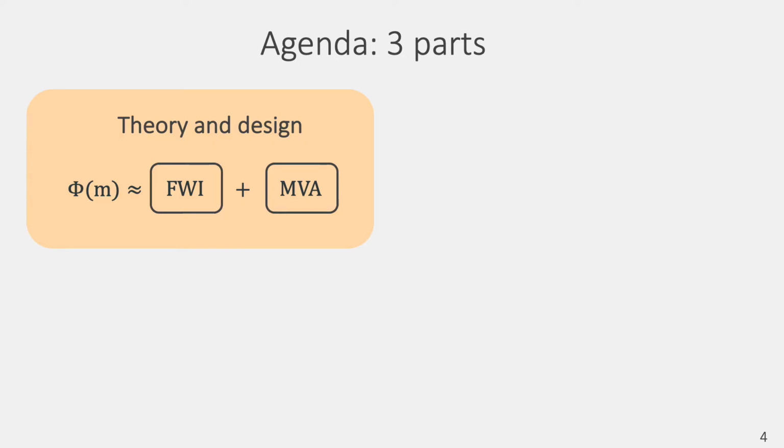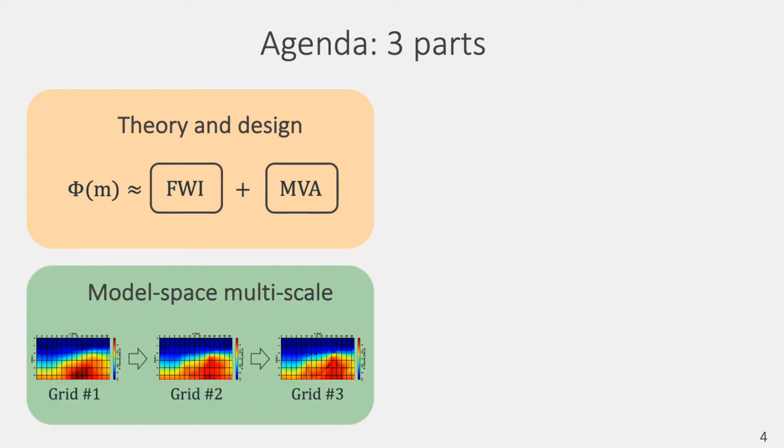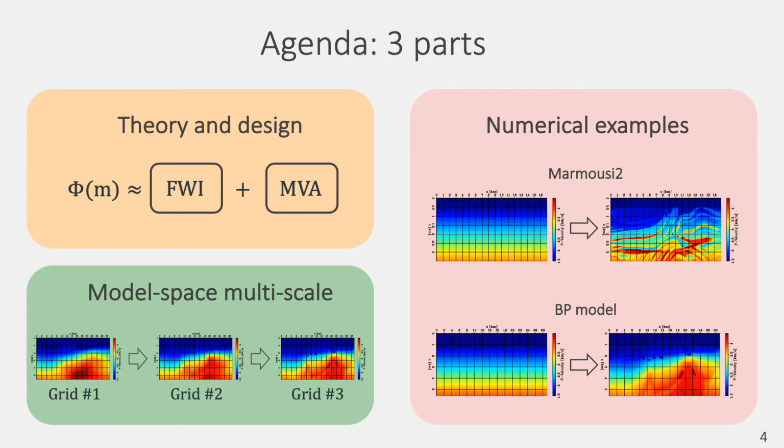Just to summarize the structure of our lecture series, we saw in the introduction video that we will decompose our work into 3 parts. In the first part, Theory and Design, which is what you are currently watching, we will show you that the FWIME cost function is a combination of the conventional FWI objective function with a wave equation MVA objective function. In the second part, we explain how we minimize our objective function and how we need to incorporate our model space multiscale approach to improve FWIME's convergence properties. And in the third part, we test FWIME on benchmark numerical tests.